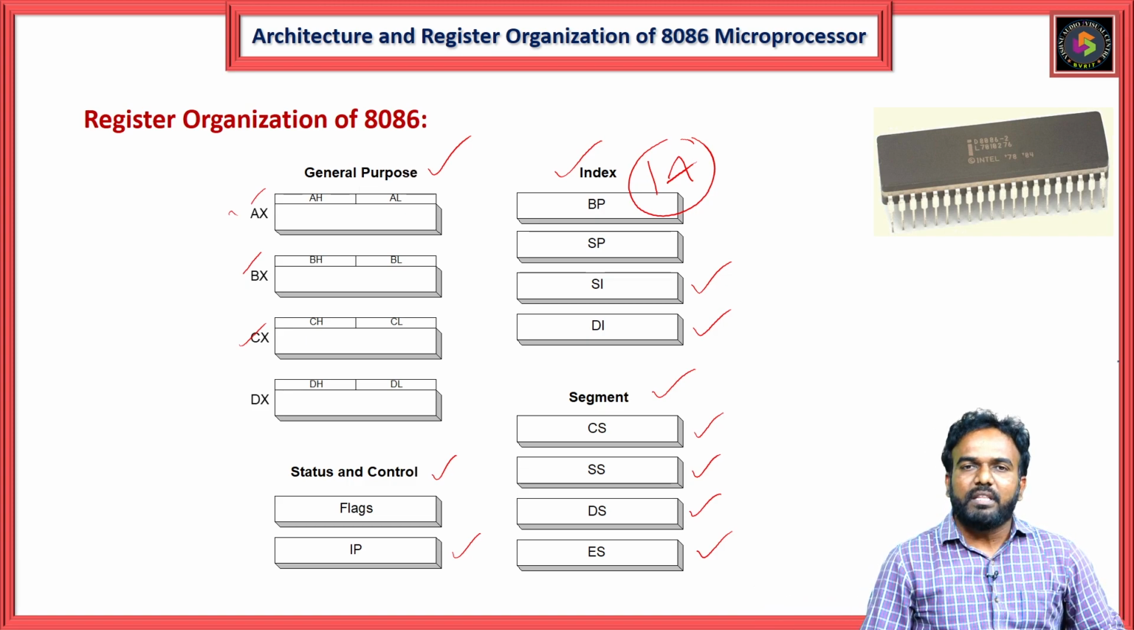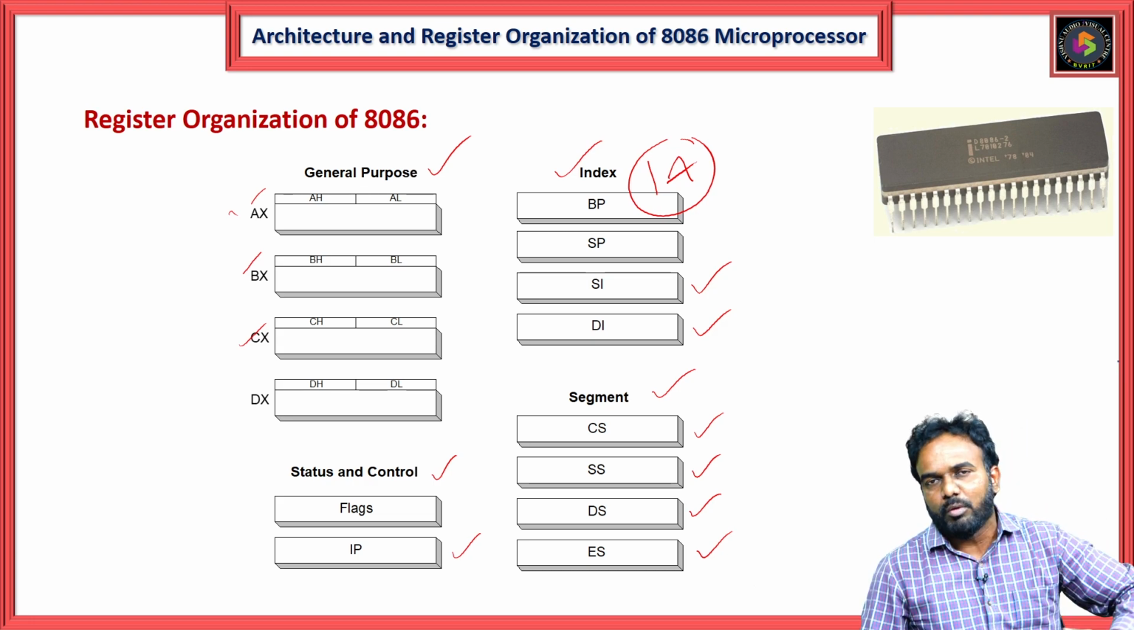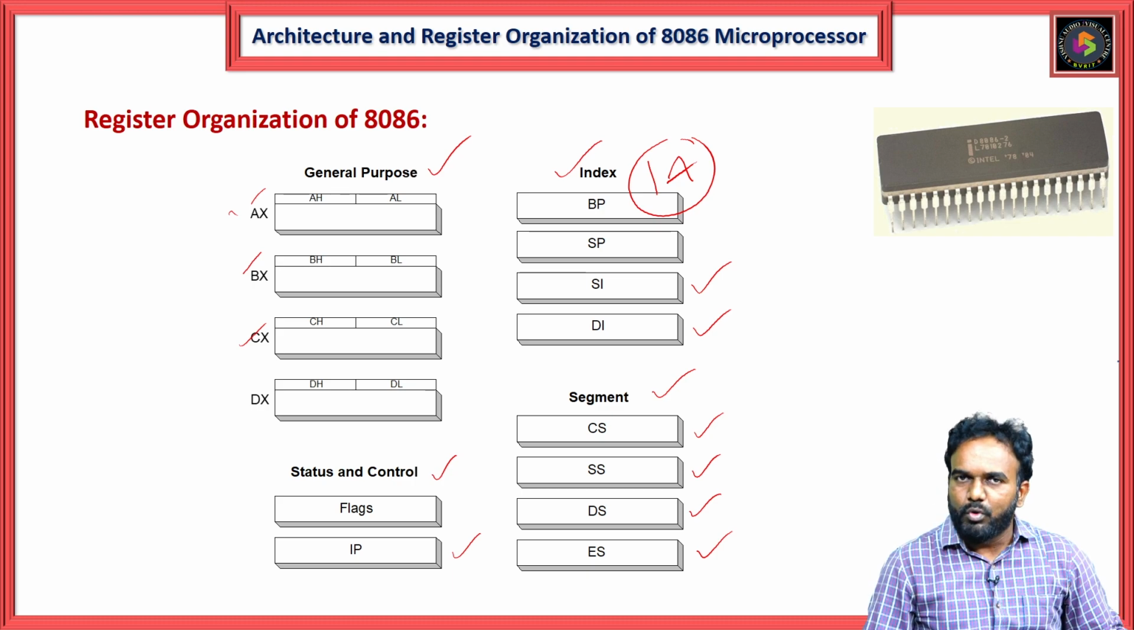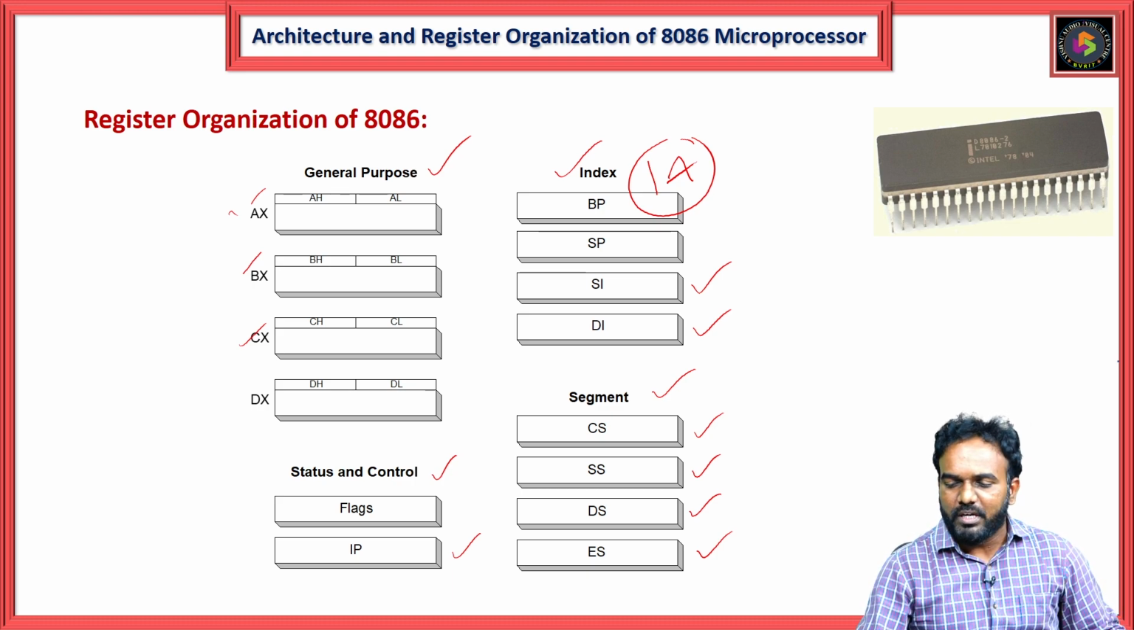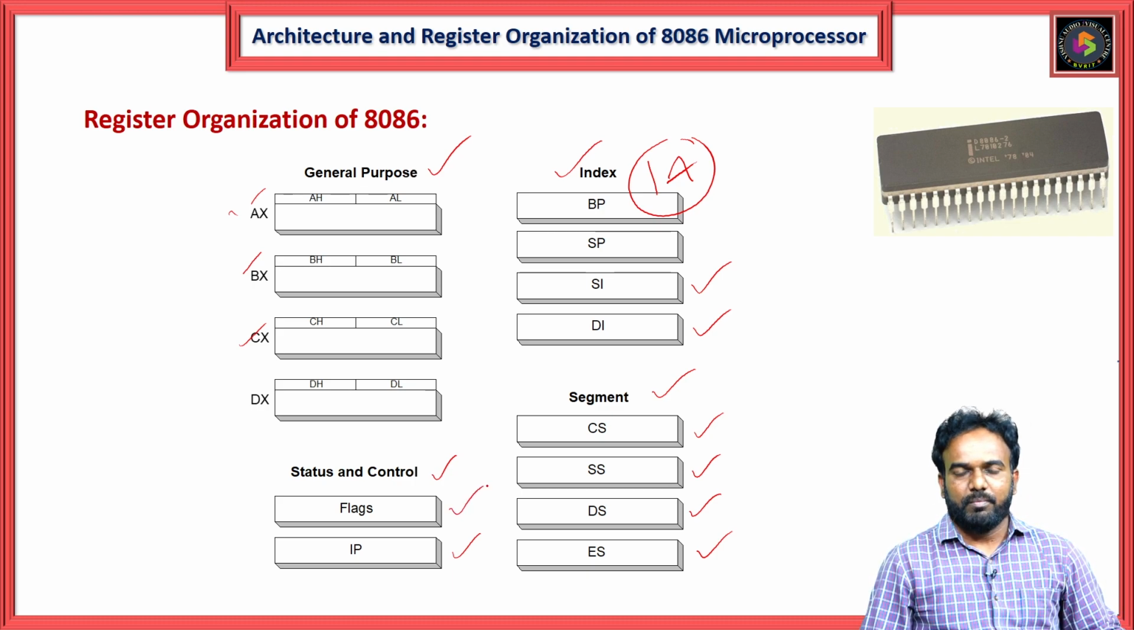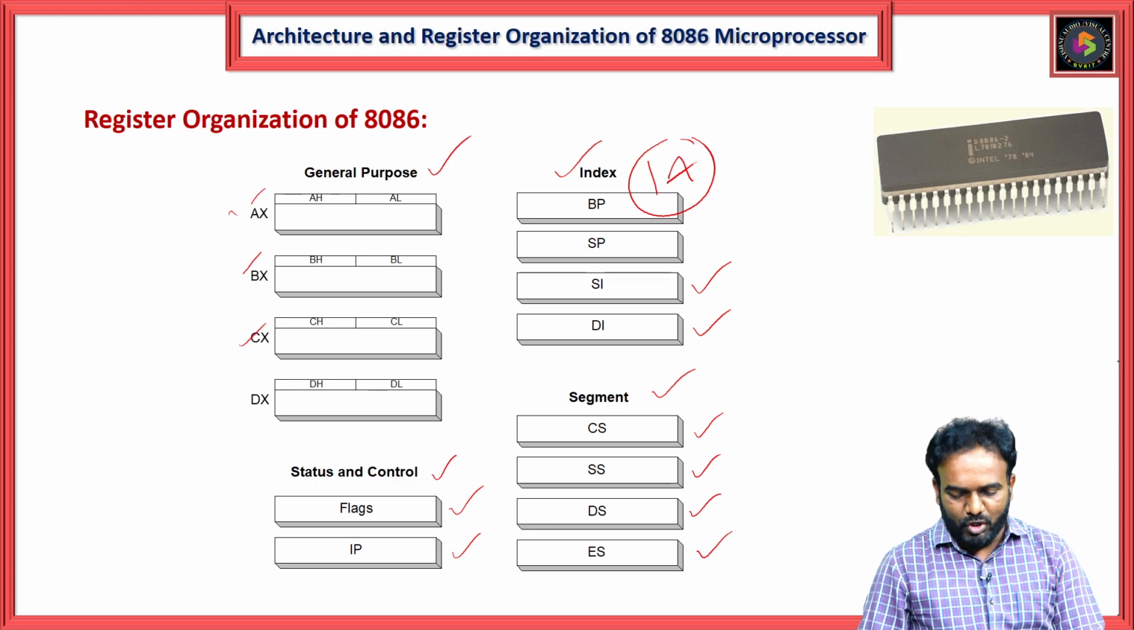Another important thing is to know the status of our 8086 microprocessor while performing arithmetic and logical operations. There is one more important register available, and that register is called the flag register. Now we'll check what the flag register operation is.